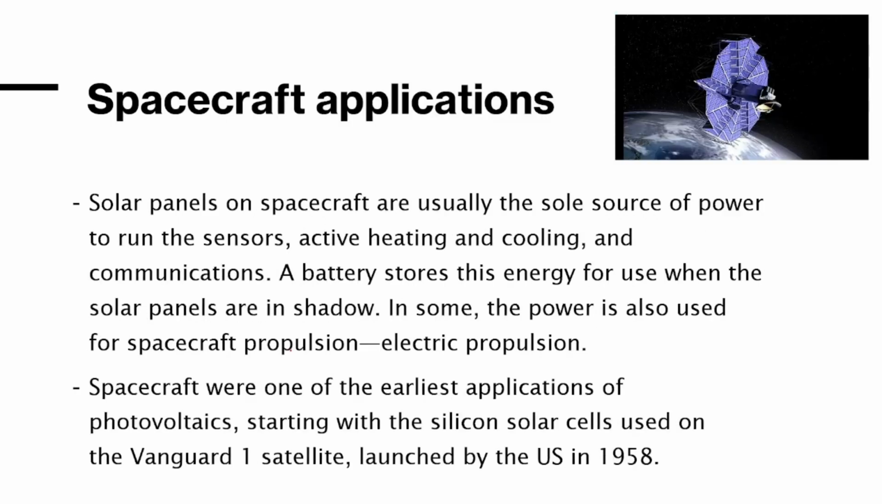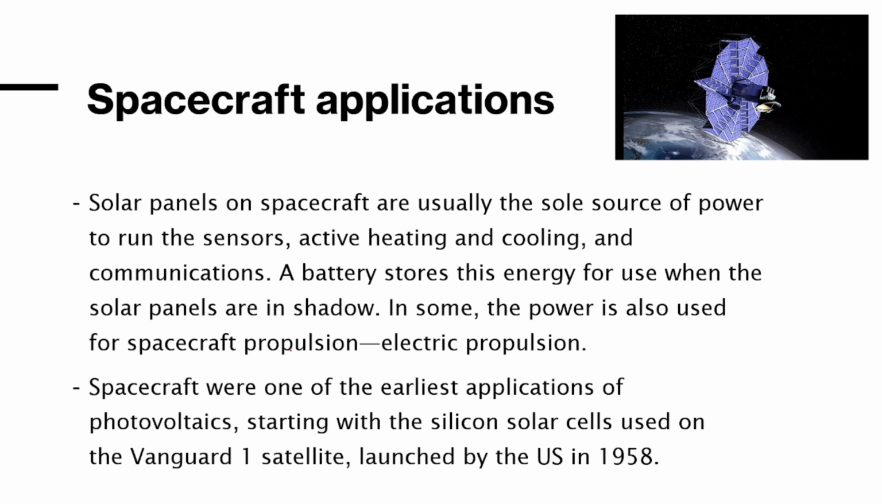The second is spacecraft applications. Solar panels on spacecraft are usually the sole source of power to run the sensors, active heating and cooling, and communications. A battery stores this energy for use when the solar panels are in shadow. In some, the power is also used for spacecraft propulsion or electric propulsion.